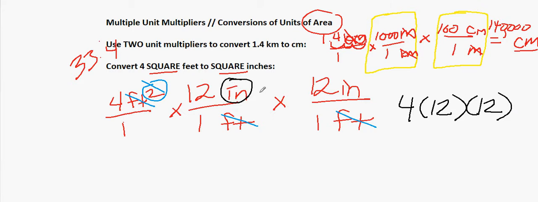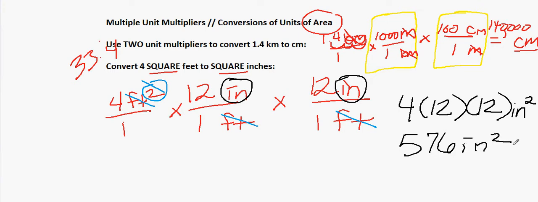What's our label? 2 inches multiplied by each other would be like inches squared. And that's how we do area. And then 4 times 12 times 12 comes to 576 inches squared.